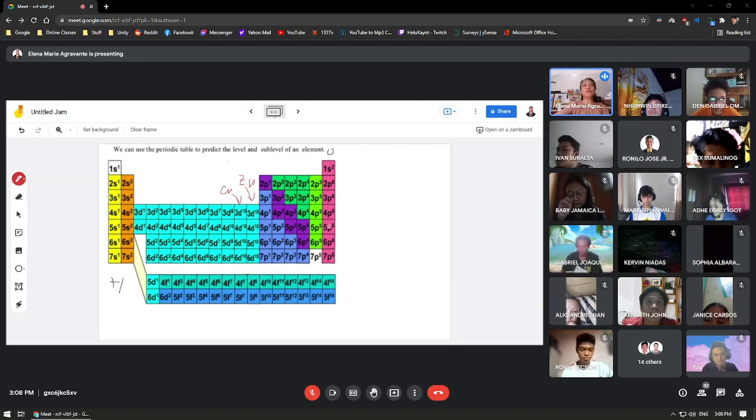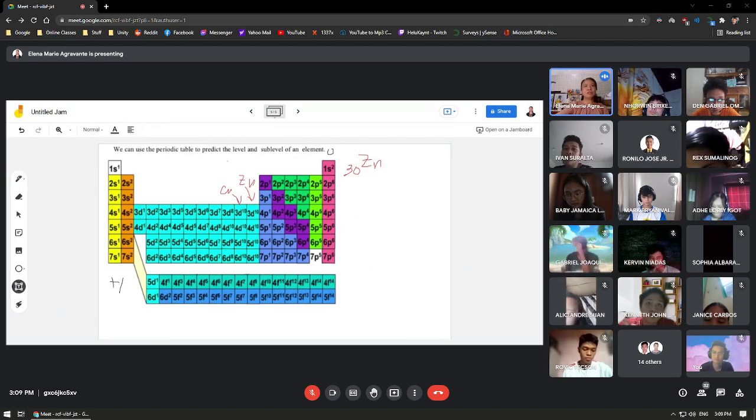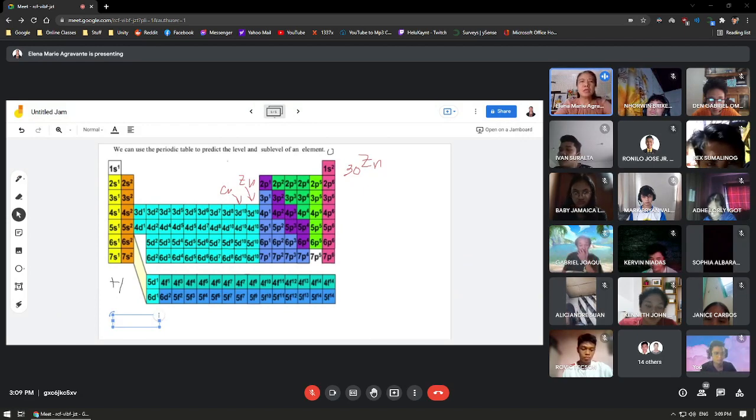Now, if you remember the atomic number of zinc, that is actually 30. It is like a password. The atomic number of zinc is 30. So you will never forget. Okay? So, here, let's do the configuration. Start with zinc. Zn. 30.